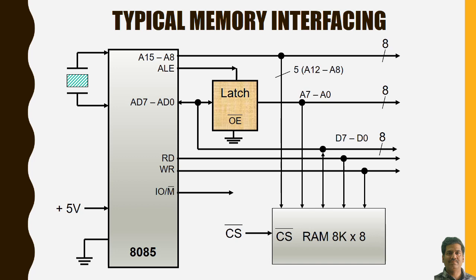Now the typical memory interfacing for 8x8 RAM IC is shown in this figure, and here we have shown the latch which is used to demultiplex the lower order address and data pins. In this case the logic circuit is not shown, but it is shown in the earlier slide. So this is the overall picture of interfacing of the memory, and in this case the starting address will be from 0000H to 1FFH, as we have discussed earlier.